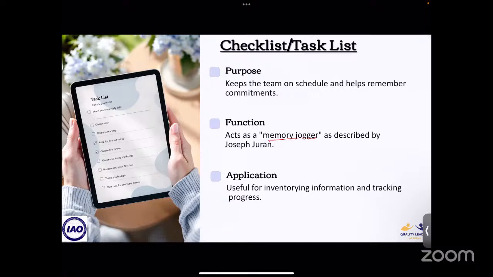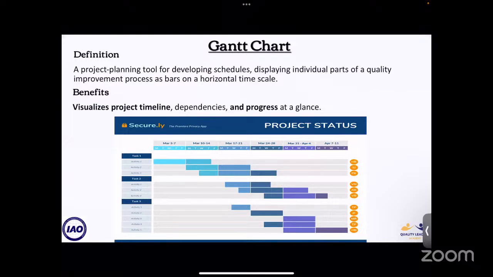That's the checklist. The Gantt chart is a project planning tool for developing schedules, displaying individual parts of a quality improvement process as bars on a horizontal time scale. It is used to track project improvements. It visualizes the project timeline, okay, dependencies and progress at a glance.